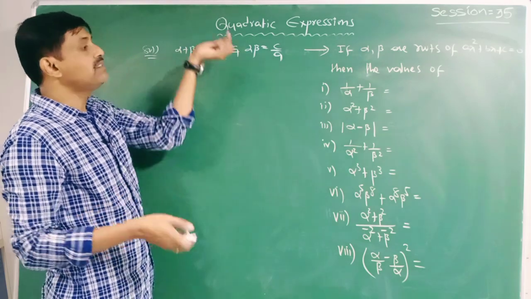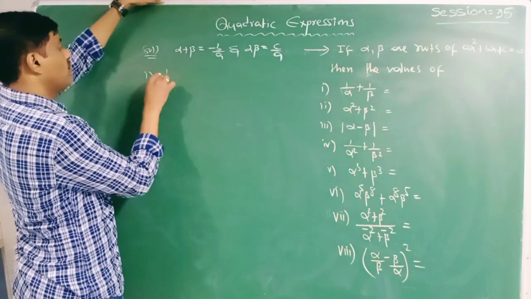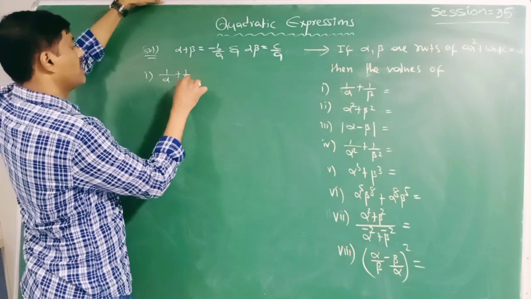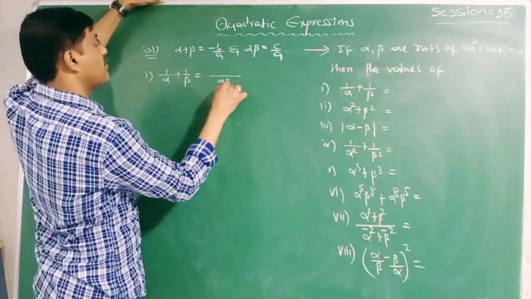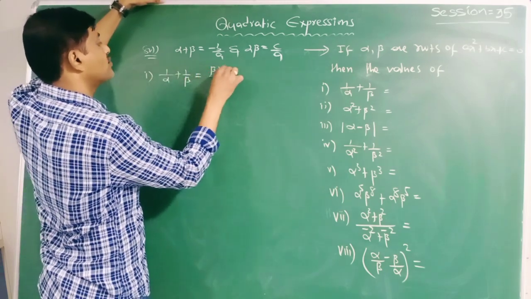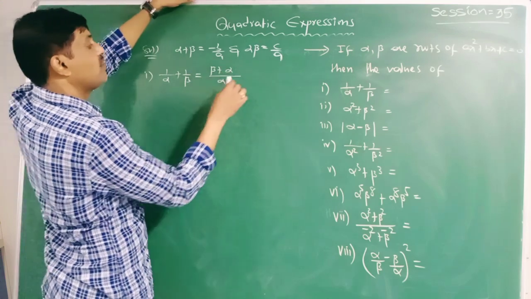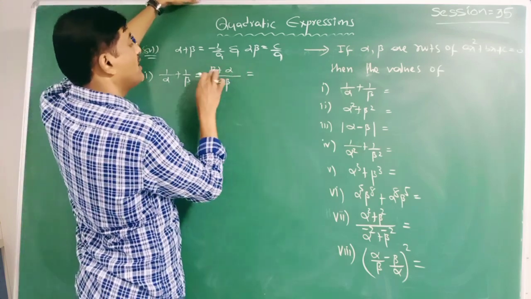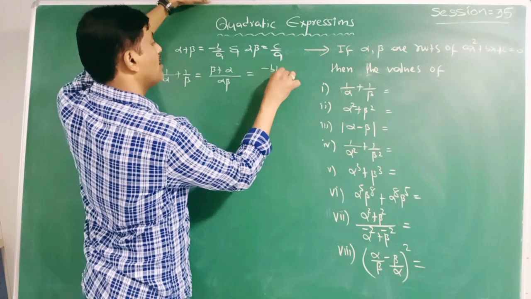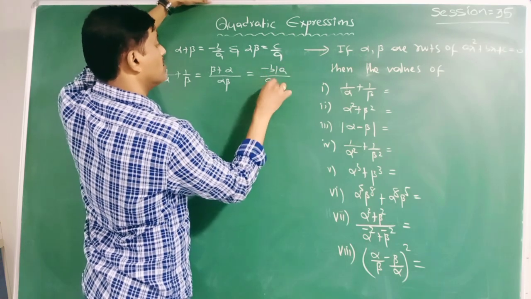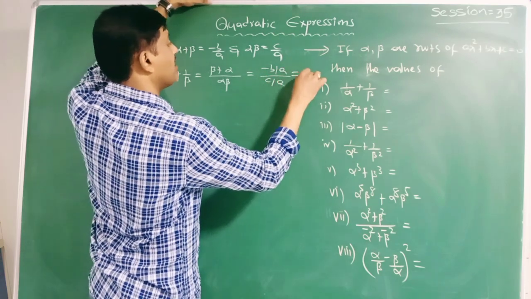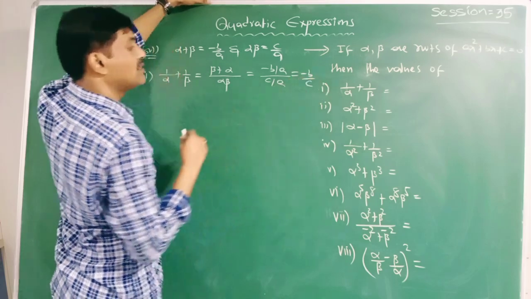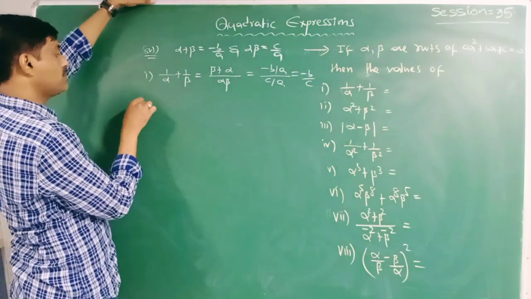First one, 1 by alpha plus 1 by beta. Take LCM, this is alpha beta, this is beta plus alpha by alpha beta. You know very well alpha plus beta is minus b by a upon c by a, cancel, your answer is minus b by c.